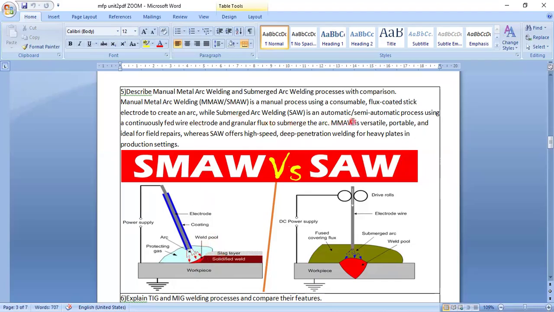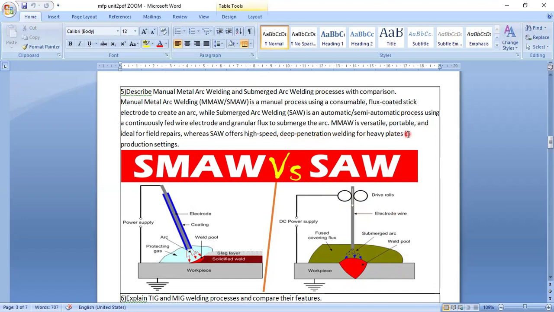While submerged arc welding is an automatic or semi-automatic process using a continuous feed wire electrode and granular flux. Here, the electrode is continuously coming. It is in the form of a bundle, so it should not stop here. Here also you can see fused covering gases. Flux is used here. It is a submerged arc welding. Inside this flux it is made. The electrode is backed up by fillers, rollers. The rollers are important here. This is the weld portion. So feed electrodes and granular flux to submerge the arc.